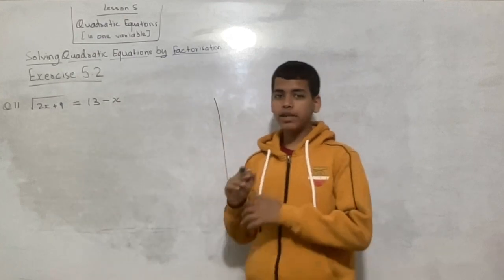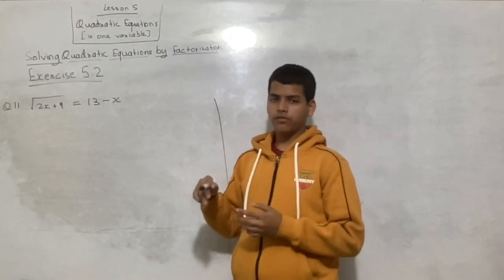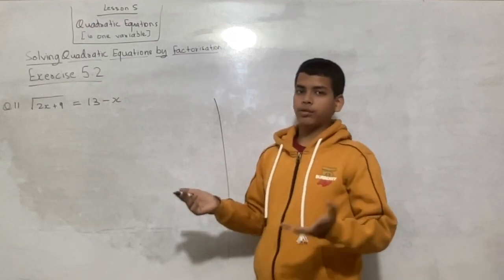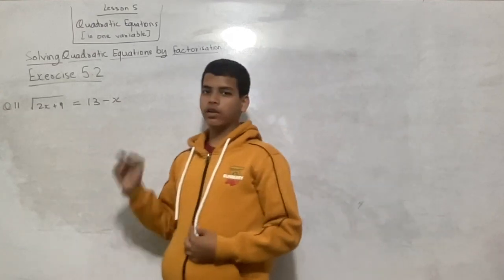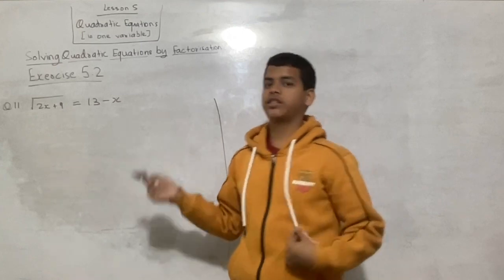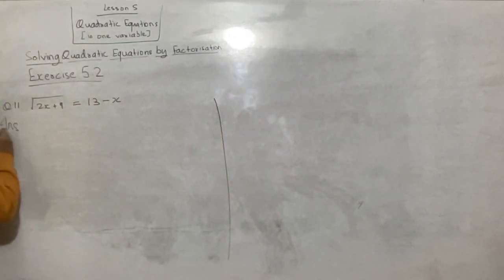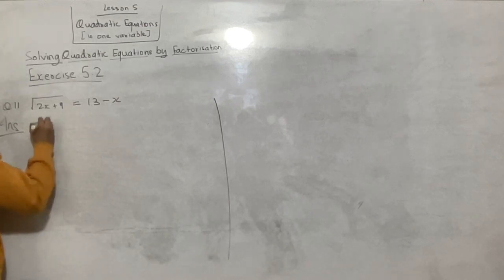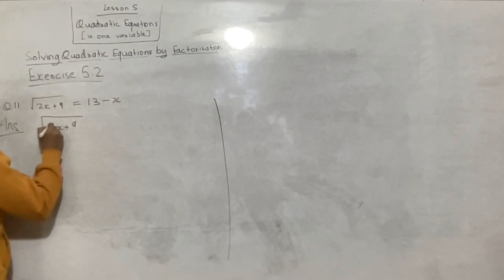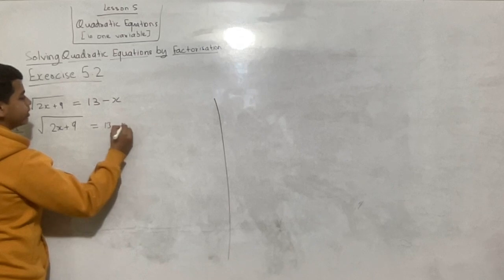And this question, I have picked this question because in this question you'll learn some different concept which is known as extraneous root. But you may ask, what is extraneous root? So first of all, let us solve this equation and then I'll tell you about the extraneous roots. Here as you can see, we have under root of 2x plus 9 is equals to 13 minus x.